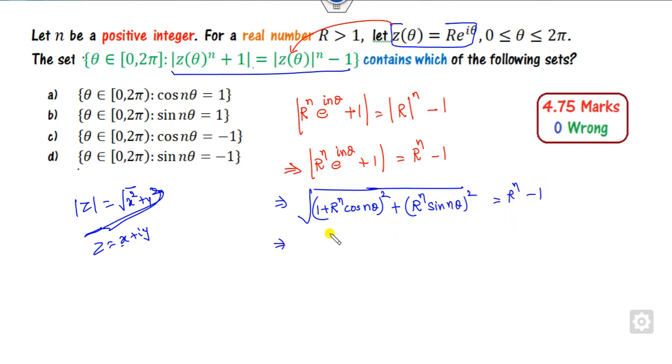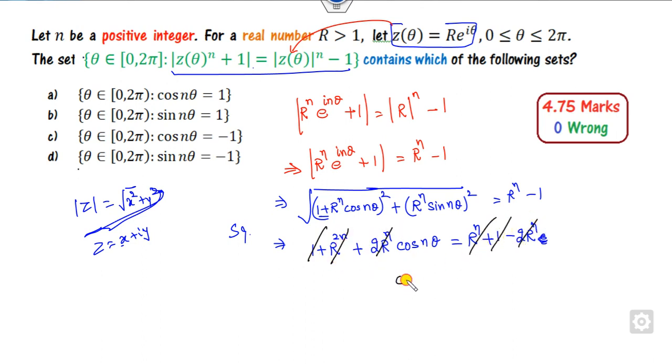If you square both sides and open this bracket, what will happen? This is r^(2n) plus 2ab of this. This is r^(2n) plus 1 minus 2r^n, with squaring on both sides. So r^(2n) will cancel out, 1 will cancel out, and 2r^n will cancel out. So what is the answer? cos n theta is minus 1. Is there any right answer? Yes, so answer C is the correct option.